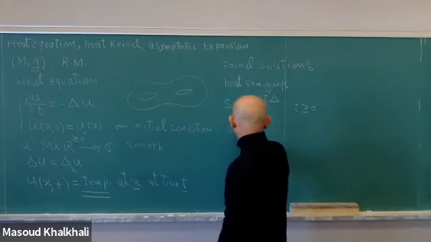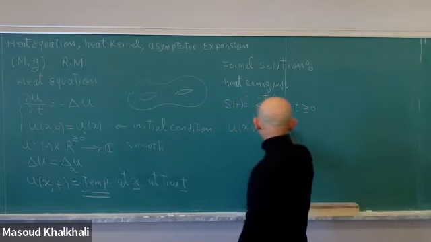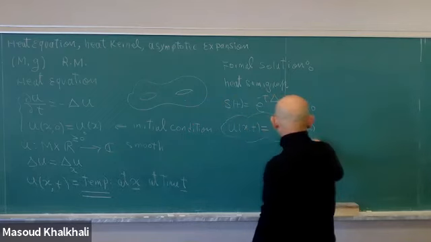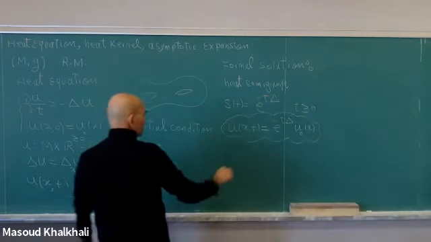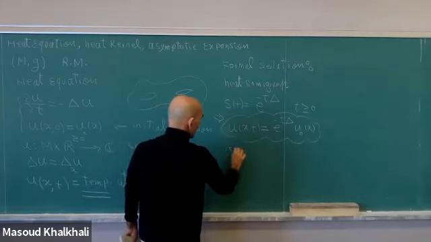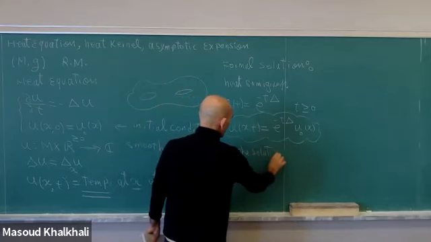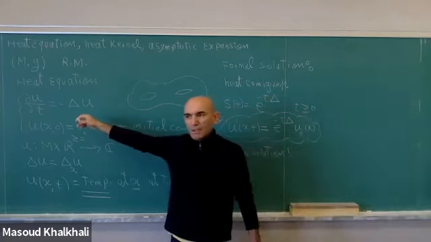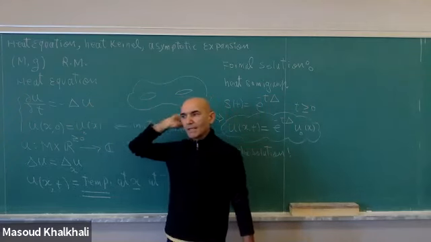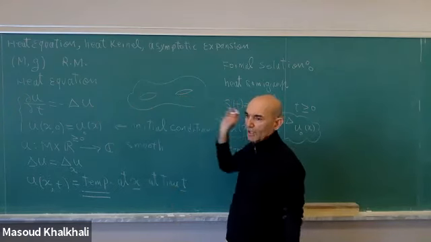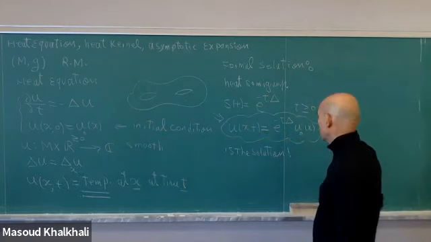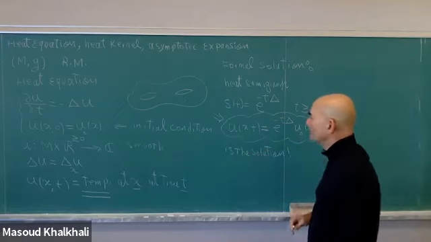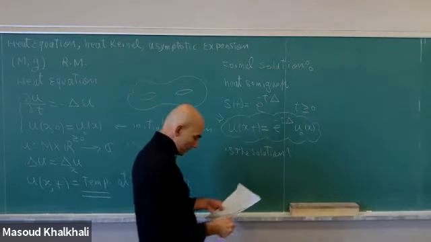So u of x and t equal to e to the minus t Laplacian applied to u0 of x is the solution of the heat equation. It looks very similar to calculus, the way we solve this equation in calculus is exactly like this, except that instead of the exponential of some number, we have to take the exponential of some operator. Otherwise, it's pretty similar. The thing is, we have to make sense of this calculation somehow. And then we have to see that there are other ways to construct this.